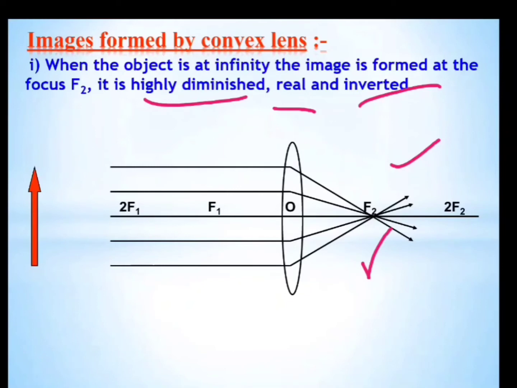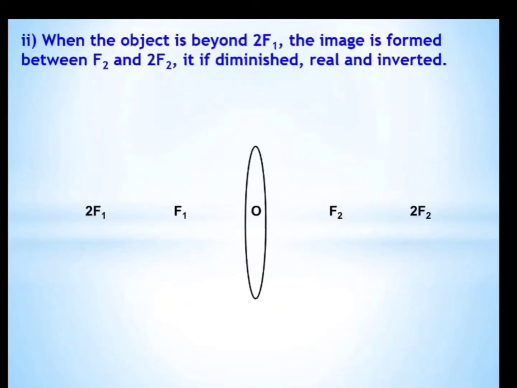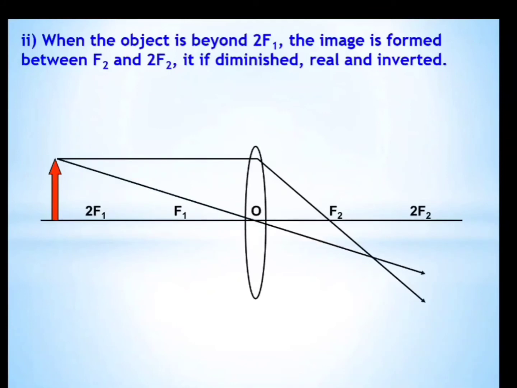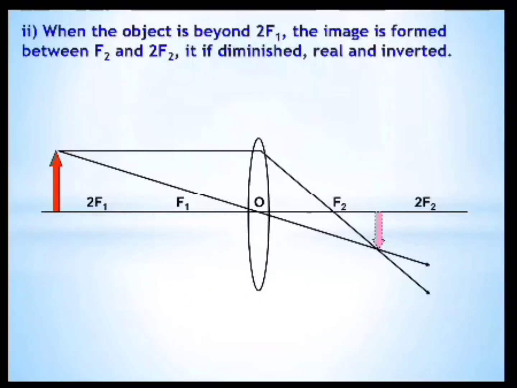the focus. Similarly, if the object is beyond 2f, the first ray will go parallel to the principal axis. It will bend or it will pass through focus. The very first ray we have discussed earlier, and second ray will draw through the optical center that goes undeviated. So both the rays intersect between f and 2f, where a real, inverted and diminished image will be formed.